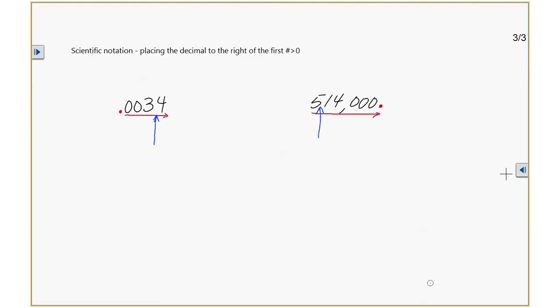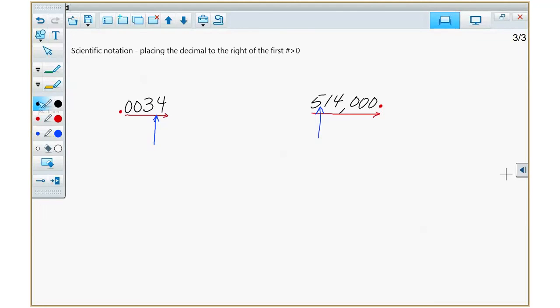So, this is a Hubertism, so you're not going to see this in any book. So now I'm going to rewrite this problem, and I'm going to count my decimal places.